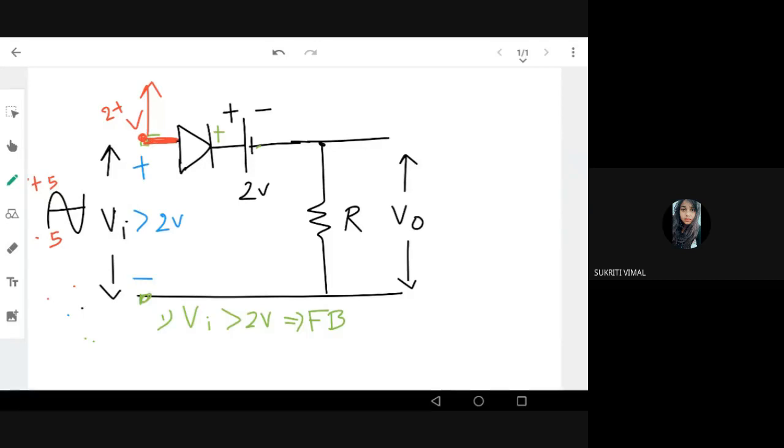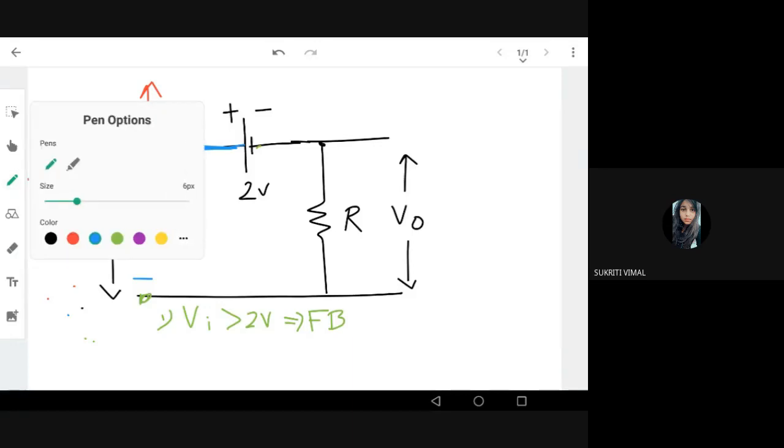So the diode is on, right? When the diode is on, we are currently considering an ideal diode. Okay, so what will my output be? Input Vi is greater than 2 volt, and we have the 2 volt VB also there, and output VO. So let's write the Kirchhoff law. What does Kirchhoff law say?